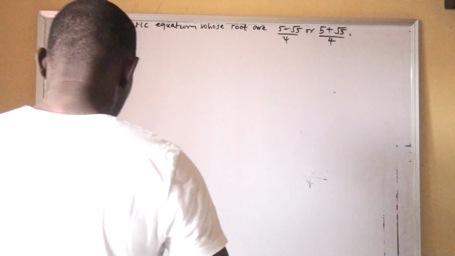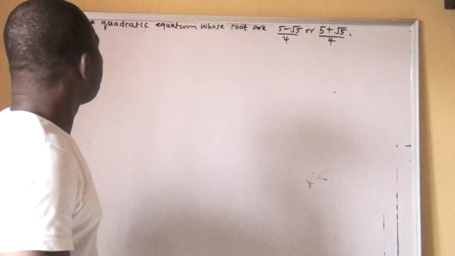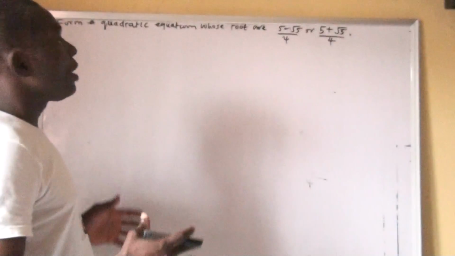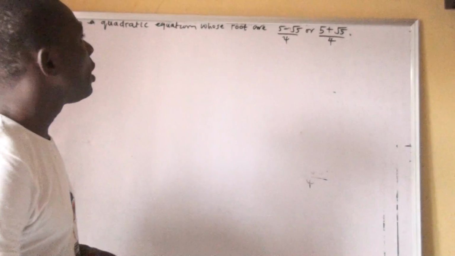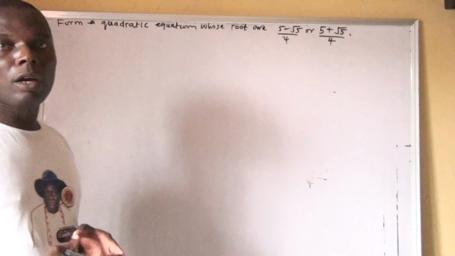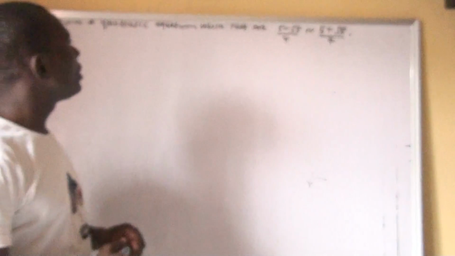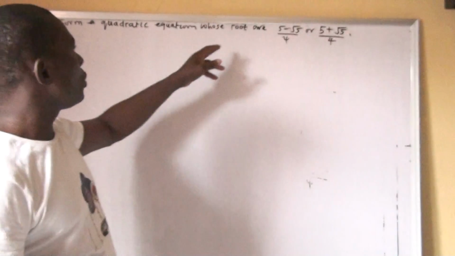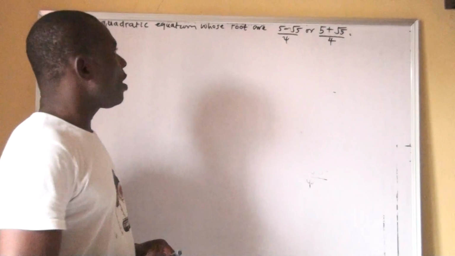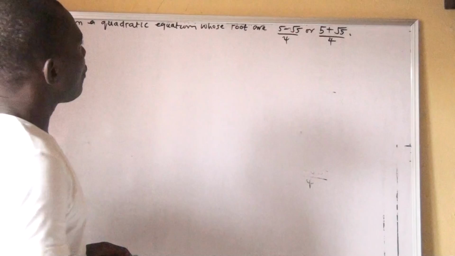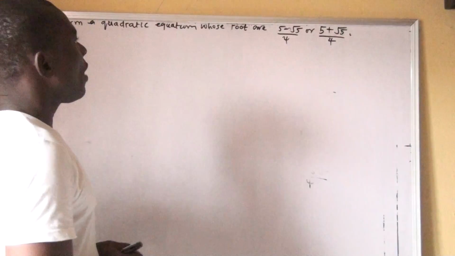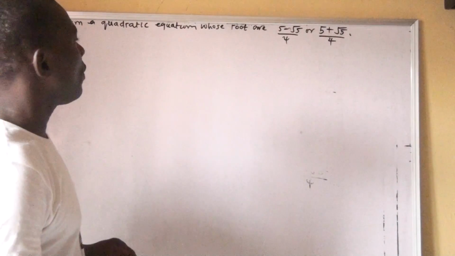Hello. Here we're going to look at how to form a quadratic equation from a given root. Before us on the board, you see: form a quadratic equation whose roots are (5 minus root 5) all over 4, or (5 plus root 5) all over 4.